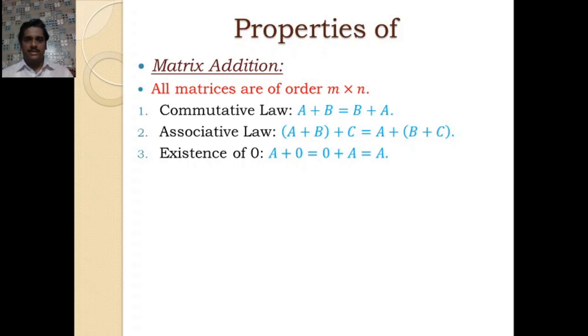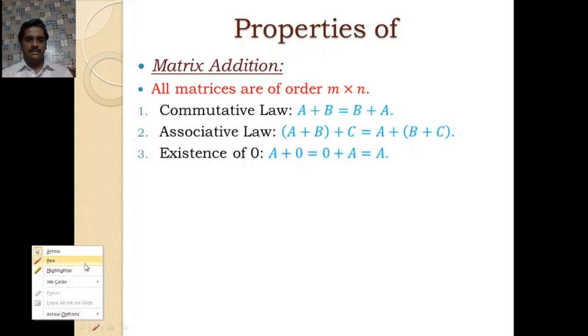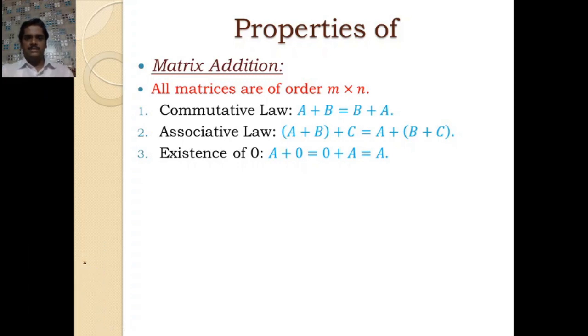Here is the third important property, existence of 0. A plus 0 is equal to 0 plus A is equal to A. The 0 which you see here is not a real number 0. That's a null matrix. Very important thing to note over here. That's a null matrix of order m by n.